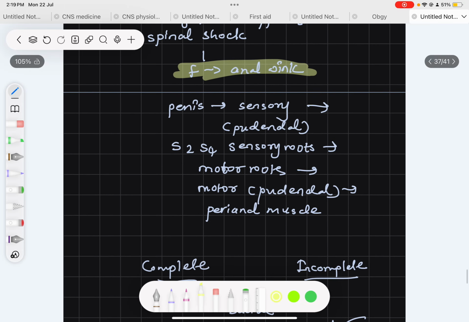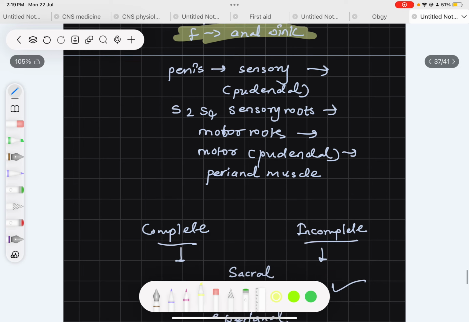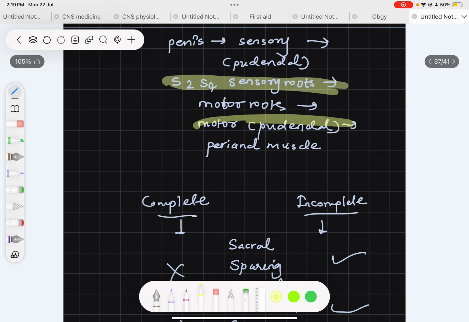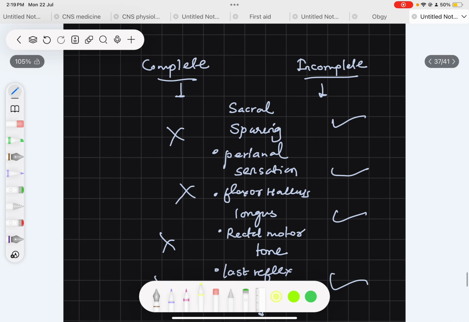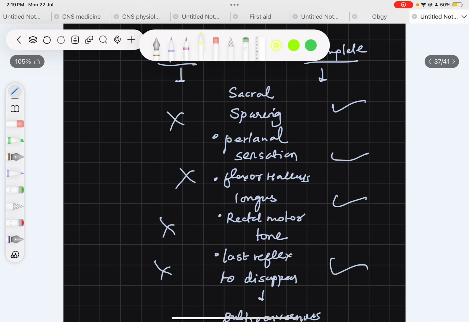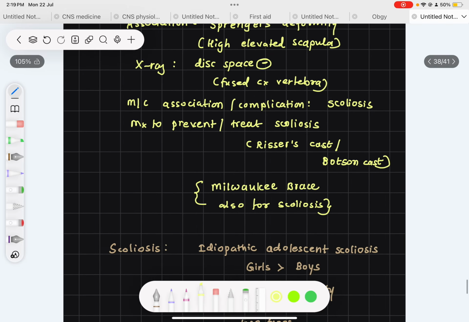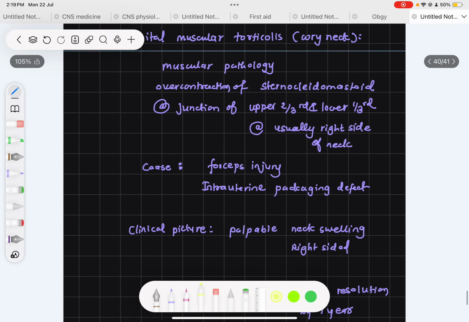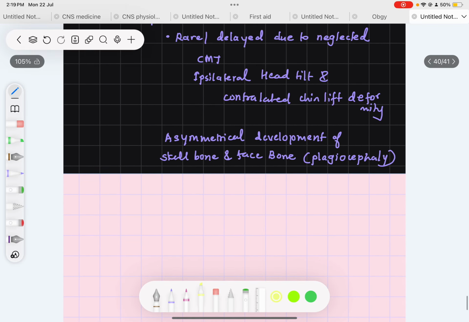And what will happen is that from the penis the sensory fiber by the pudendal nerve will go to the S2 S4 sensory roots, and from there the motor roots will come out, and motor will be by the pudendal nerve and the perianal muscle will contract. So this is about it. I will cover the congenital ones in another video.